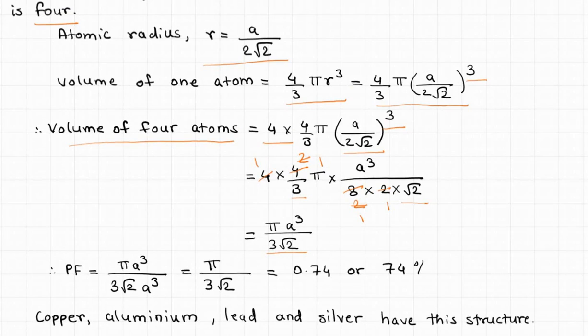So, packing fraction is equal to pi a cube divided by 3 root 2, divided by volume of unit cell, which is a cube. Here, a cube gets cancelled. So, what is remaining? Pi divided by 3 root 2. It is equal to 0.74 or 74%. Therefore, packing fraction for FCC is 0.74 or 74%. Copper, aluminum, lead and silver have this structure.